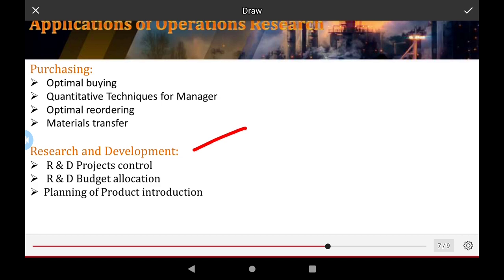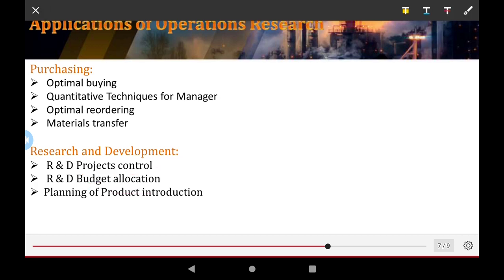Okay, project control: suppose one project performs the work with 200 workers and some machines used to perform the operation of your organization. And you also control the traffic controllers, okay. And research and development budget allocation: you also discuss the budget, okay.